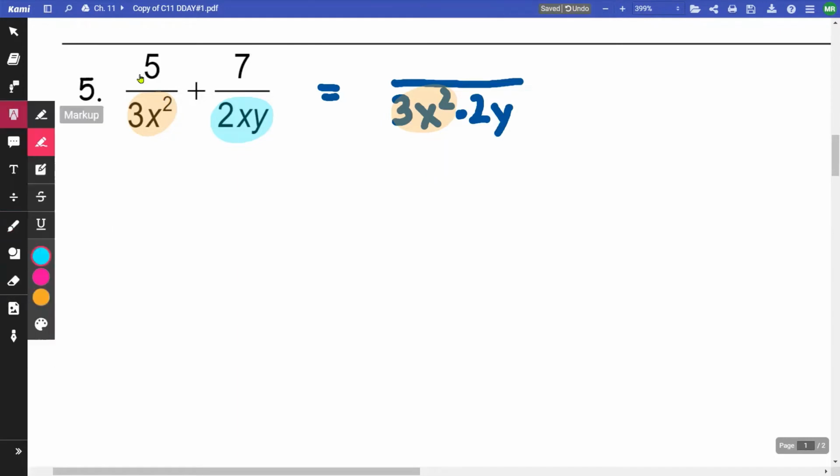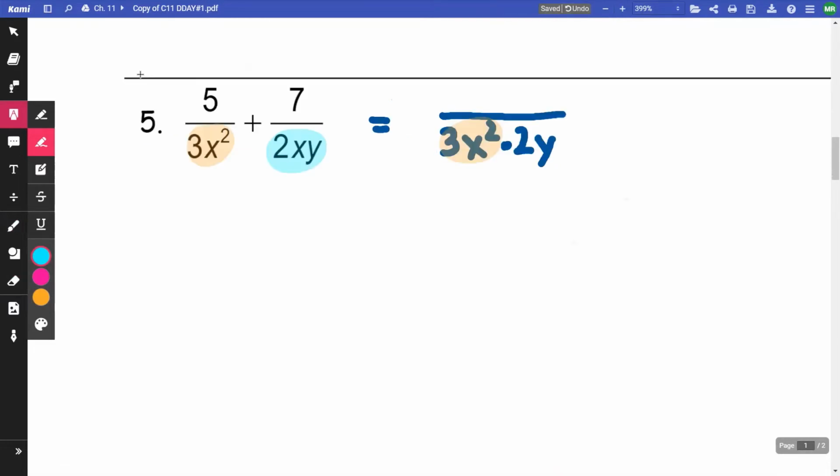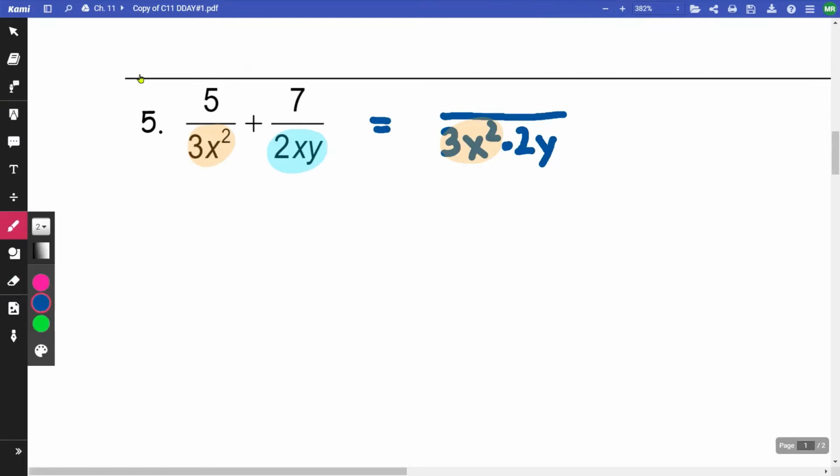So again, the 2 is covered here, the y is covered here, and I have an x right there, so I don't need to add any more x's. So that's going to be my common denominator. So what am I missing? This one here is missing a 2y. So I'm going to multiply top and bottom by 2y.